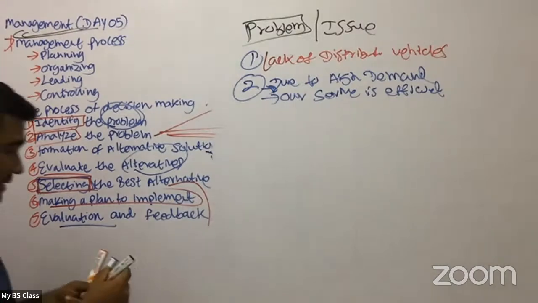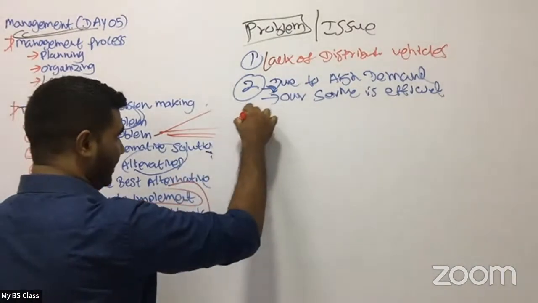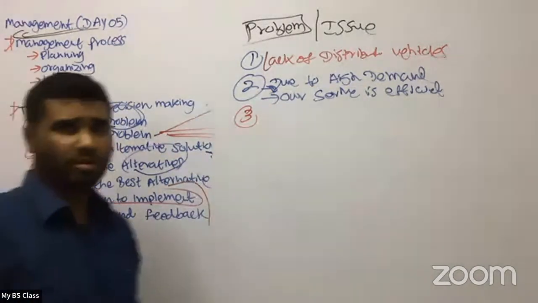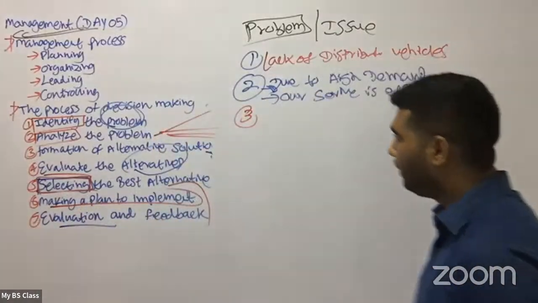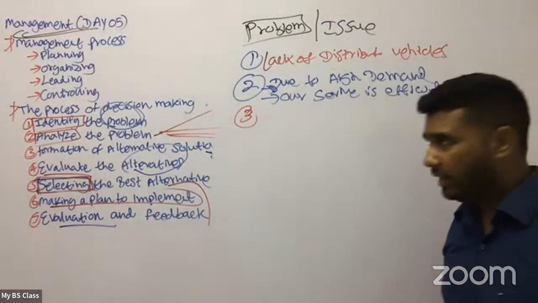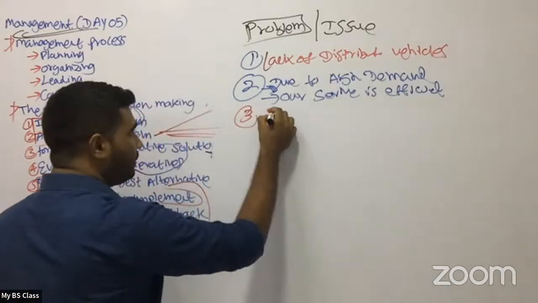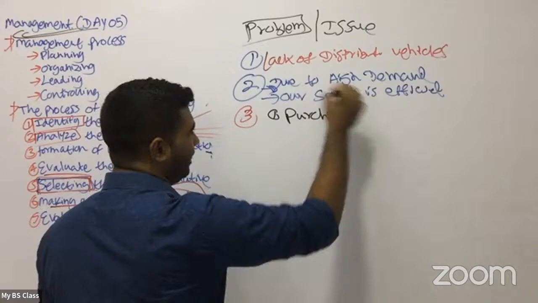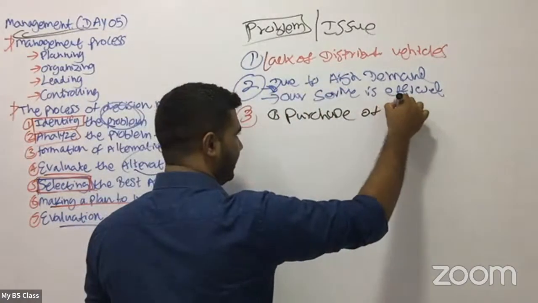Now this is the place I want you to think. Step number 3, formation of alternative solution. I'll be listing so many solutions, but surely you are thinking about to purchase a vehicle, right? හැබැයි මට අවශ්‍යයි ඔයාලා මෙතනින් යාට හිතන්න. Purchase of a vehicle.